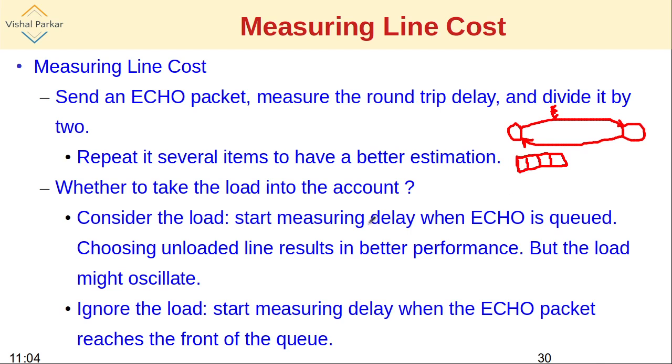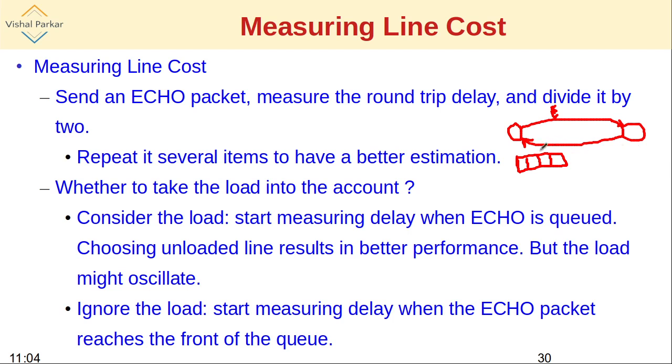Now, if the unloaded line is taken for the calculation, that will obviously give better performance, but the load, if it is there and if it is not there, based on these two situations, the load may oscillate, and correspondingly the time will also change. Now the second category, that is ignoring the load. Here the transmission delay will be started.